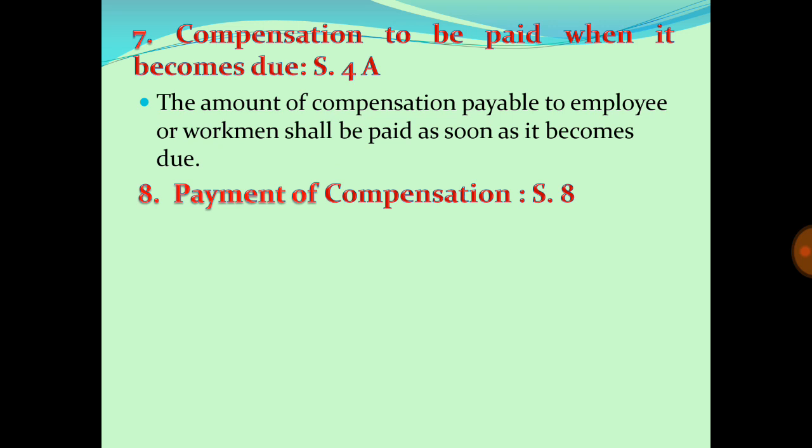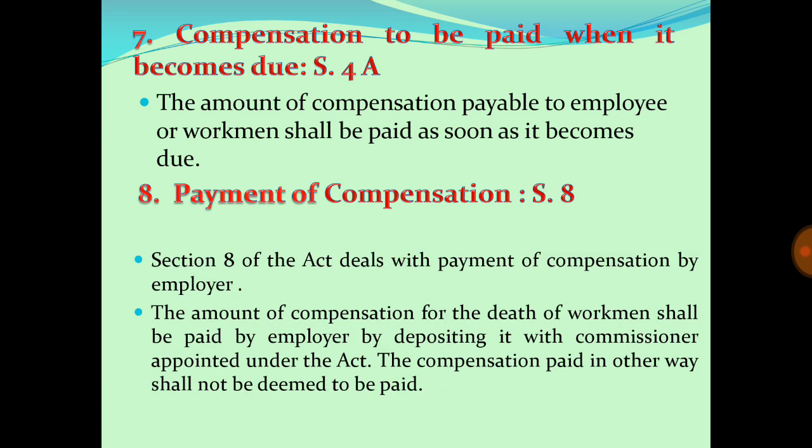Then section 8 of the act deals with the payment of compensation and its distribution. According to section 8, the amount of compensation for death of a workman shall be paid by the employer by depositing it with the commissioner, and an amount which is paid in any other way shall not be deemed as paid. So this care has to be taken by the employer. He must not pay the amount directly to the dependents, but he must deposit such amount with the commissioner.